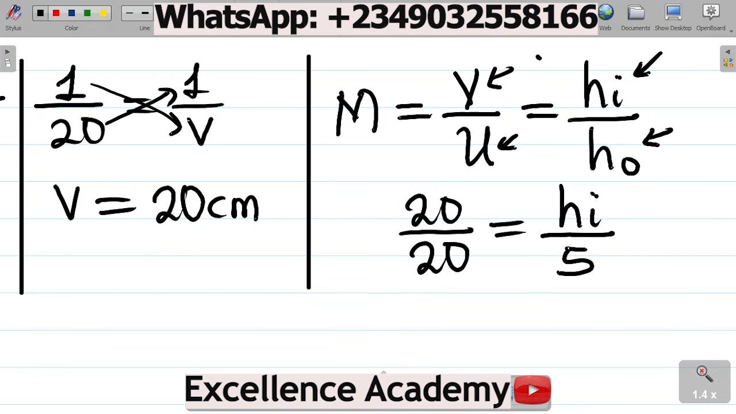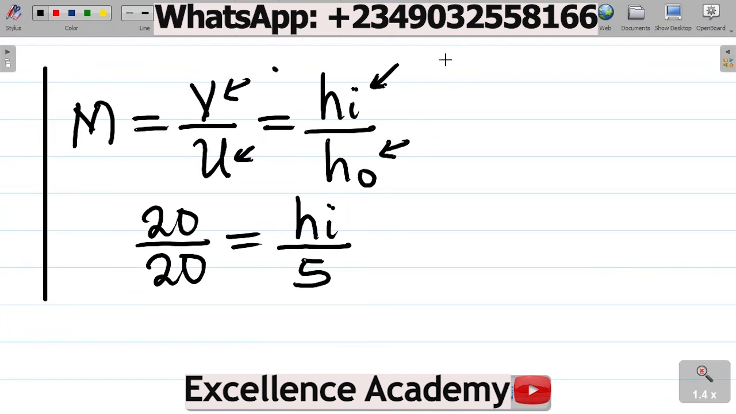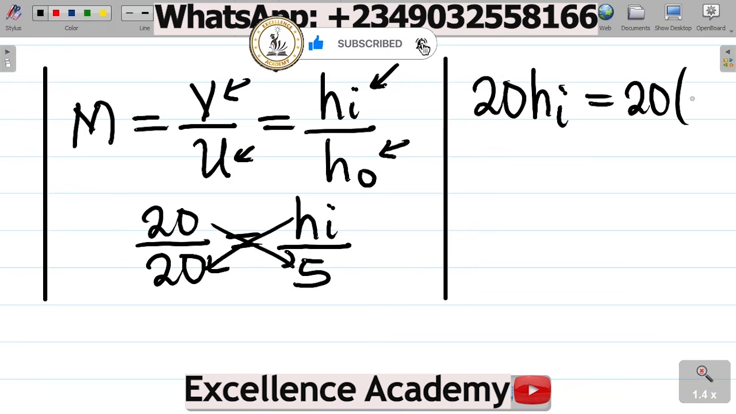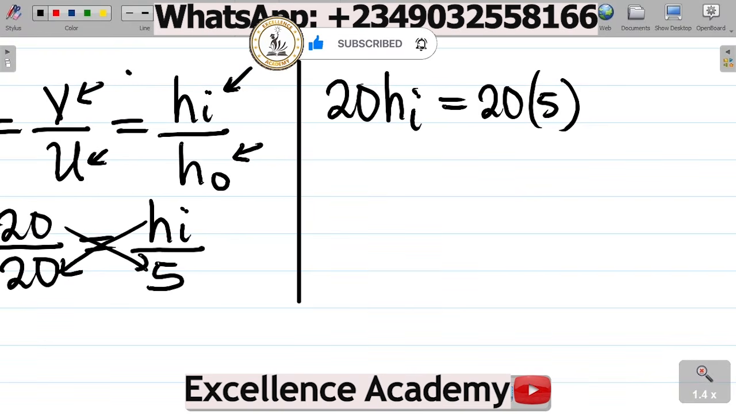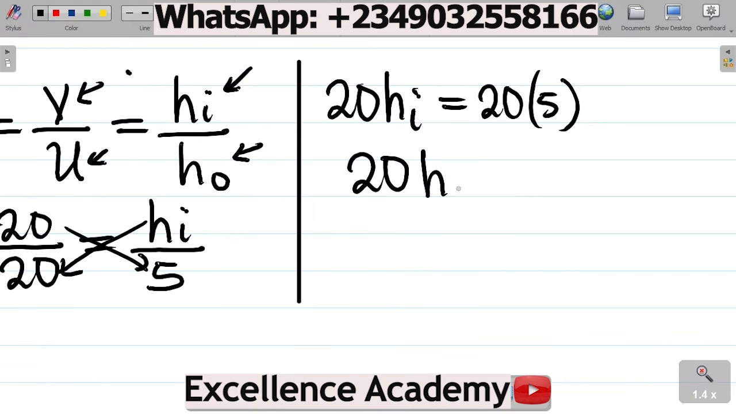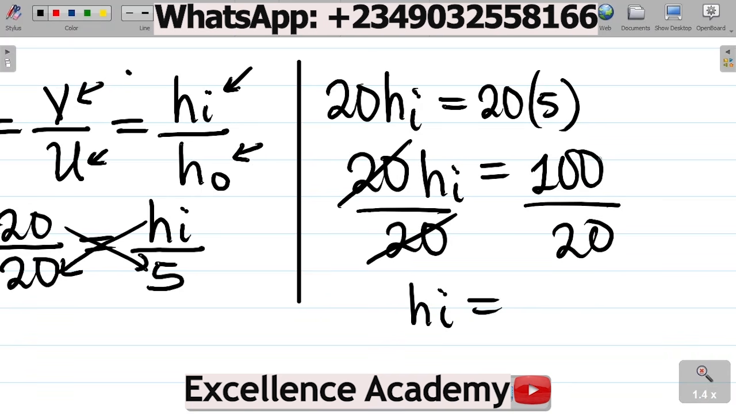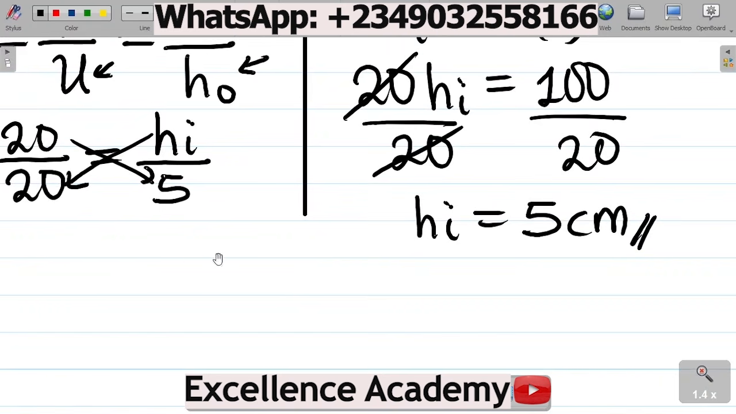The height of the object in the question is given as 5 cm. From here, to get the value of the height of the image, all we have to do is cross multiply. So we have 20 times the height of the image is equal to 20 times 5. From here, 20 times height of the image is equal to 100. Divide here by 20, divide here by 20. Height of the image is equal to, this cancels this, 100 divided by 20 gives you 5. And that becomes 5 cm. So in essence, the height of the image as requested is 5 cm.